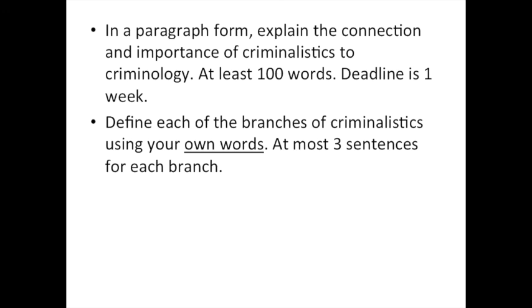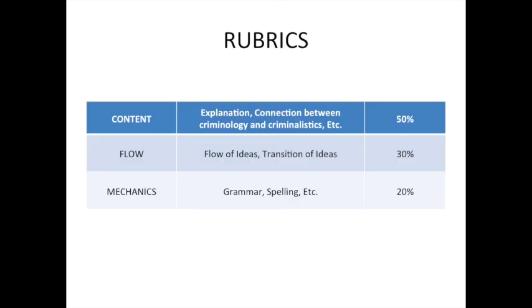Now, what I want you to do is to write in paragraph form and explain the connection and importance of criminalistics to criminology. It should be at least 100 words, and the deadline is 1 week. Define each of the branches of criminalistics using your own words, at most 3 sentences for each branch. Good luck! These will be the rubrics that I am going to use in assessing your output. Content, that would be 50%. The flow will be 30% and mechanics is 20%. That would be all.